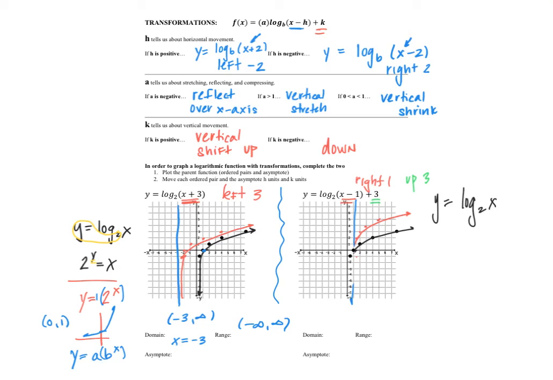Again, never touching it. It gets closer and closer and closer. So instead of getting closer and closer to 0, it's going to be getting closer and closer to that vertical asymptote. So this one's going to be at x equals 1. Domain now is limited by that vertical asymptote. So it's going to be 1 to positive infinity. And the range is going to be from negative to positive infinity. Again, never limited for the log function.